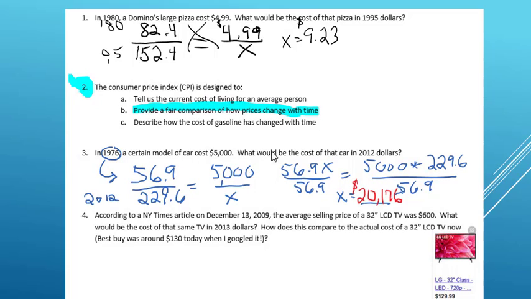And so we cross multiplied and then divided, and I got 20,176 rounded to the nearest dollar. So if the cost of a car went up by the increase of inflation between 1976 and 2012, a $5,000 car would cost 20,176. That's what it means.